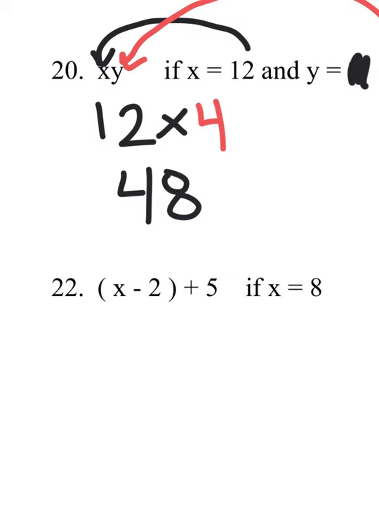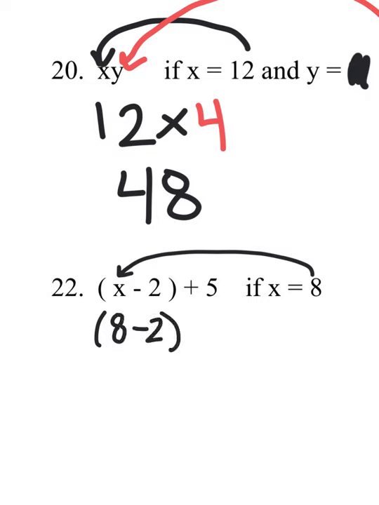All right, for 22, again, I'm going to plug in x into our equation, and for this instance, x equals 8. So I'm going to rewrite it out so I can see what I'm working with. So 8 minus 2 in parentheses, plus 5. Go through my PEMDAS, have to do parentheses first, so 8 minus 2 gives us 6, plus 5. Add 6 plus 5. That gives us 11 for our answer.